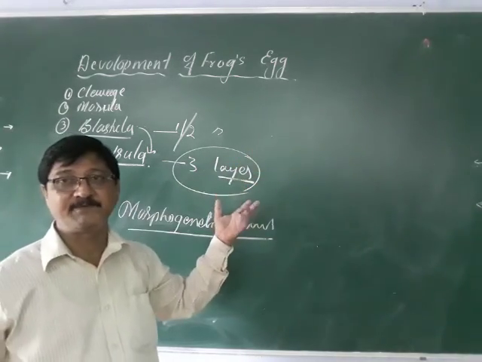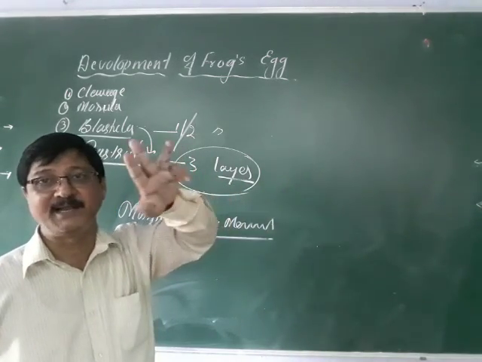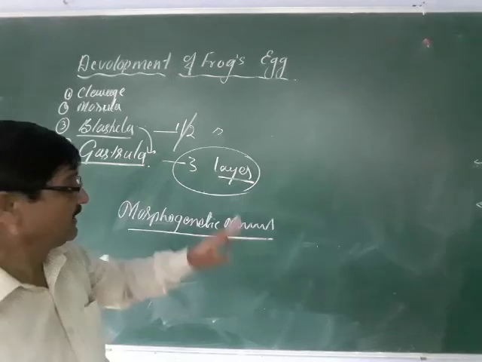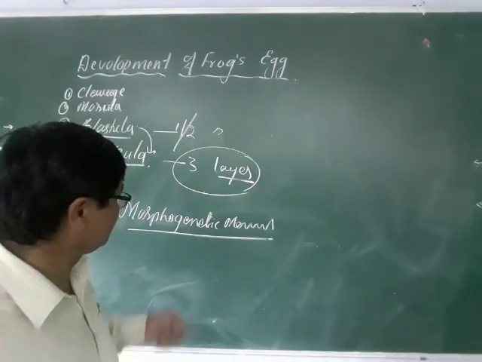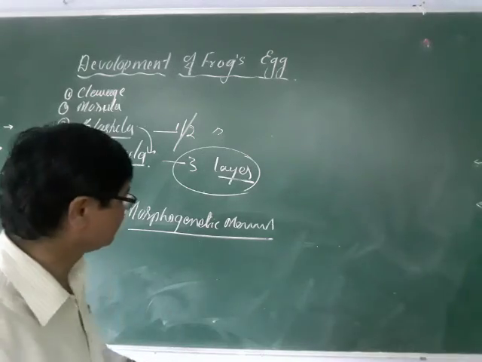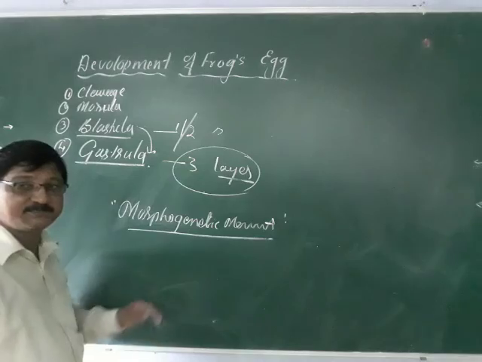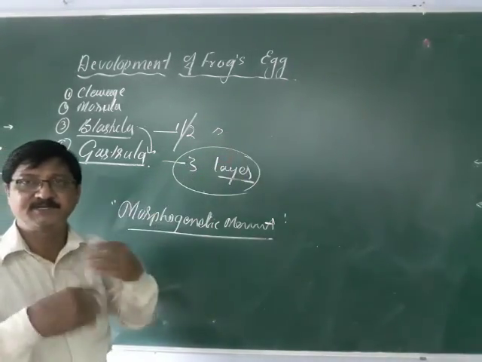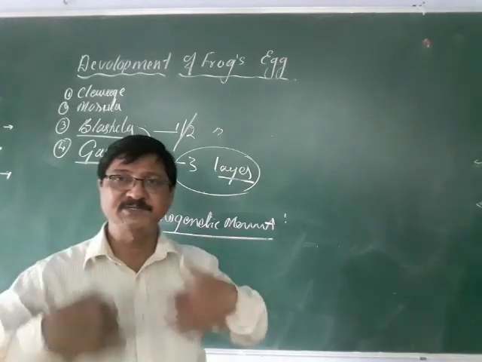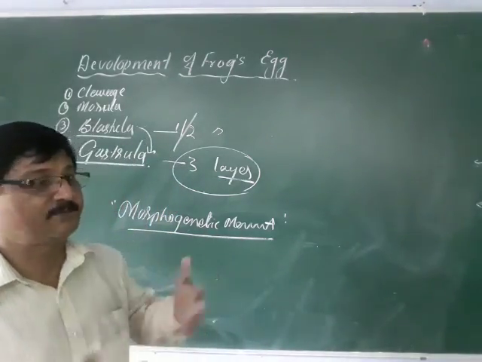And during that time, what happens? The one or two layered blastula will be converted into triple layered. It is called the triple layered, and this results by means of the morphogenetic movements. What are the morphogenetic movements? There is a two marks question, remember. Morphogenetic movements means the divided blastomeres, the division of blastomeres is continuous. It is a continuous, simultaneous process that takes place and results into different layers of the different structures.